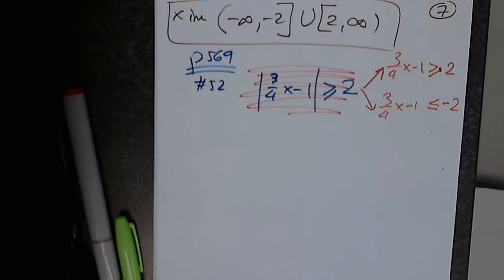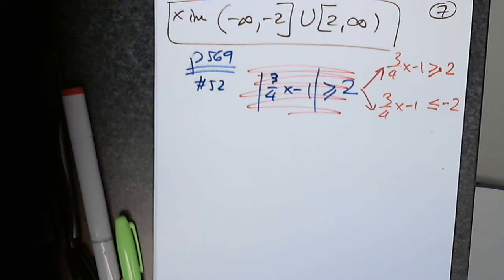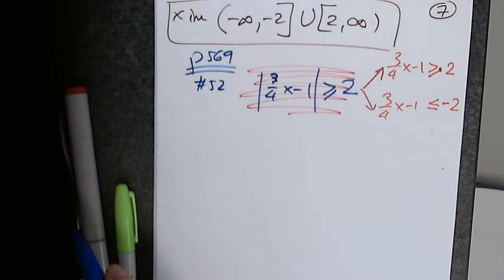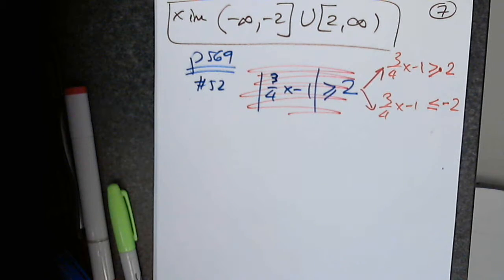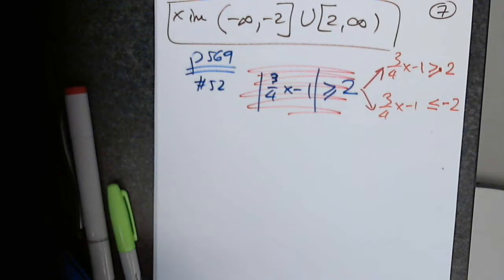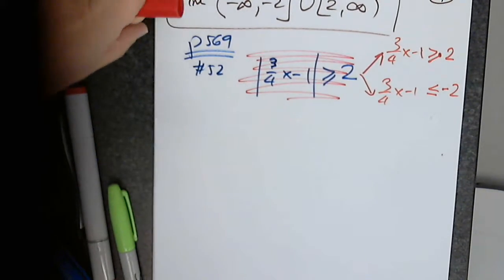Excellent. Let's solve these two. Very good. We cannot solve them together because one of them is going to be to the right, far away, and the other one will be to the left, far away. They have nothing in common, and they cannot be put together. And we know now that the solution will have what? The union. Perfect.